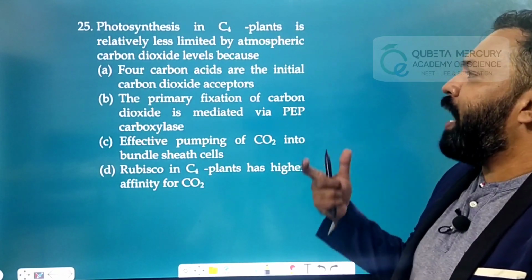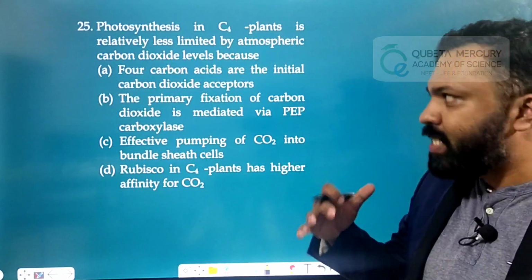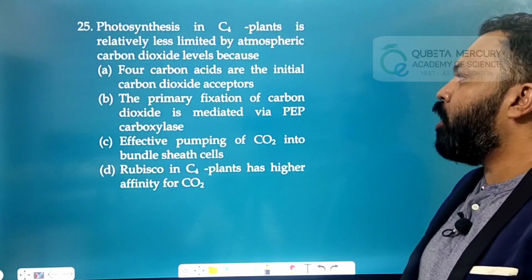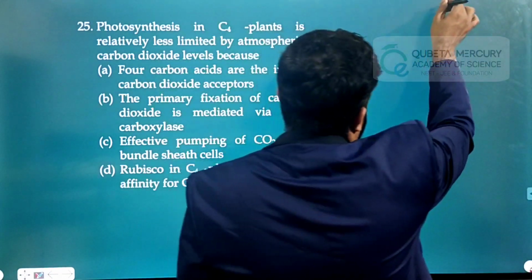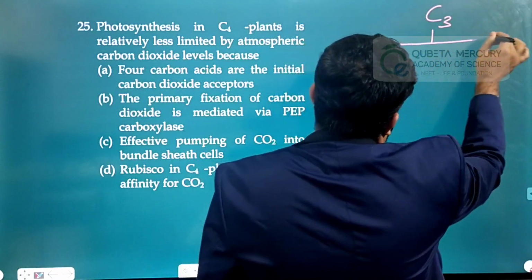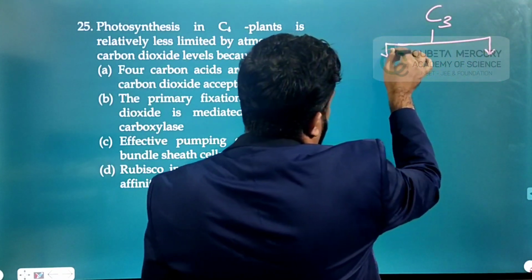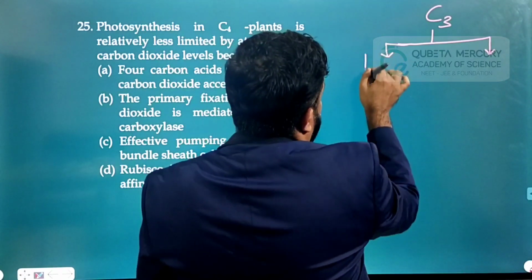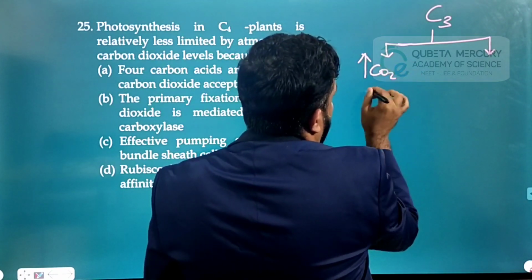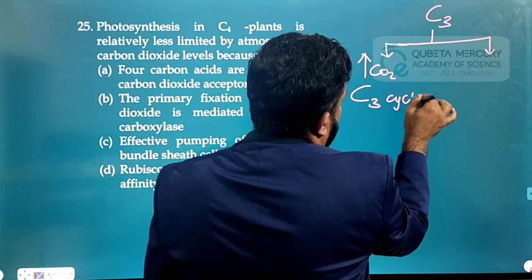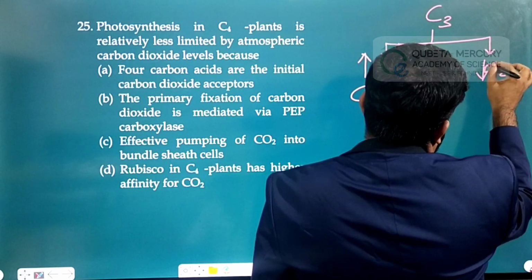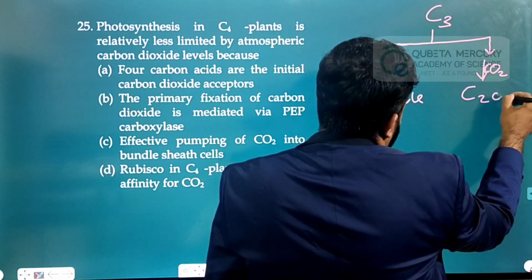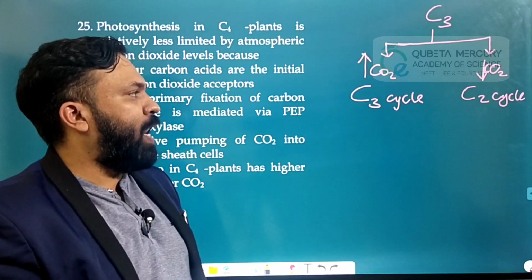Photosynthesis in C4 plants is relatively less limited by atmospheric carbon dioxide levels because, you know, if the plant is a C3 plant, it is greatly dependent on the level of carbon dioxide. If the carbon dioxide level is higher, the plant will show the C3 cycle, the Calvin cycle. And if the carbon dioxide level is lower, the plant will show the C2 cycle, the so-called photorespiration, the phosphoglycolate pathway.